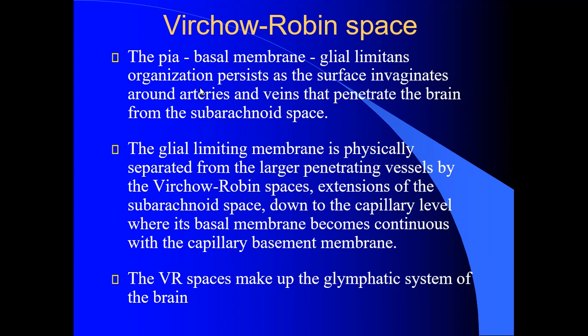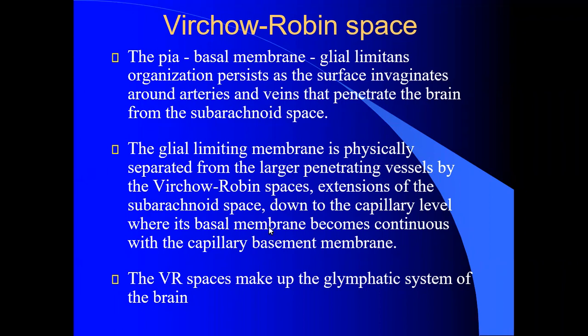Now what you want to think of is that these blood vessels in the arachnoid space are going to insinuate themselves down into the parenchyma. But when they do, they're going to pull the pia, the basal membrane, and the glia limitans with them. That's what we're going to see. That's the Virchow-Robin space. So it is basically all the arteries and veins penetrating the brain from the subarachnoid space, and this invagination, that's the word I was looking for. It's an invagination of that whole three-layer structure down into the parenchyma.